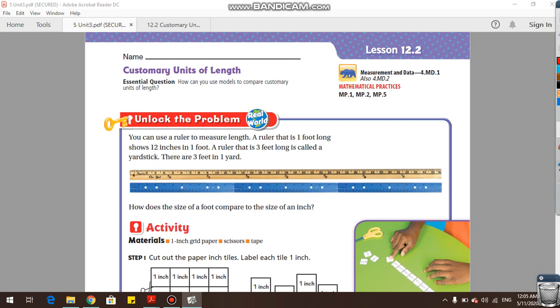Okay, guys, as you can see here, I have a yardstick. The yardstick that I have here, look, it's the beige one, and I have here three 12-inch rulers. In units of length, I have inches, feet, and yards, and I have a relation between them. Okay, what is this relation? Let's see.